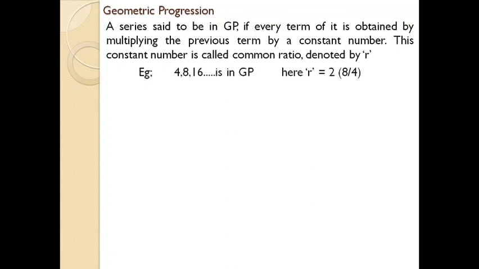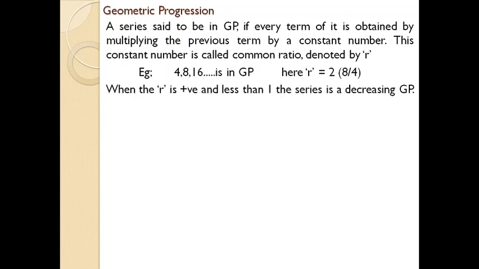For example, 4, 8, 16 is in geometric progression. Here R can be computed by selecting any number and dividing it by the just preceding number. For example, 8 divided by 4, you will get 2. Next, 16 divided by 8, you will get 2. If you get a constant number in all the cases, it is a case of geometric progression.